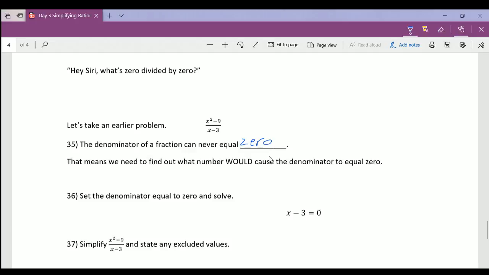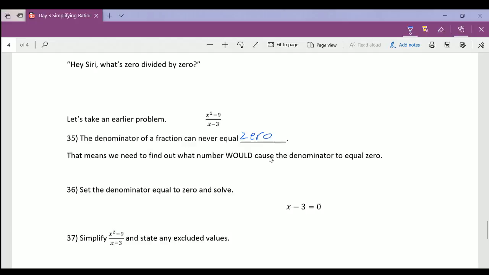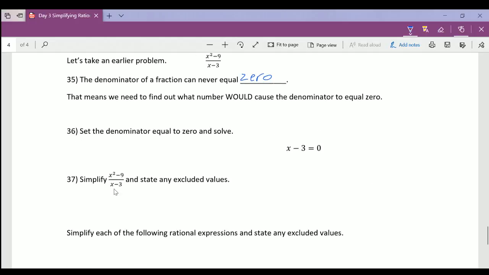That means we need to find out whatever number would cause the denominator to equal 0, because that's what we can't use. Okay, so set the denominator equal to 0 and solve. Here's our denominator, x minus 3. Here's our basic equation: x minus 3 equals 0. Add 3 to both sides, and x equals 3.